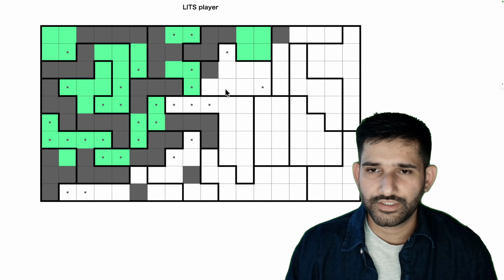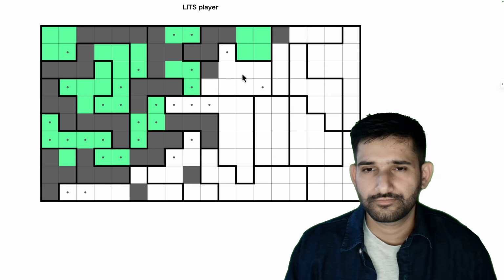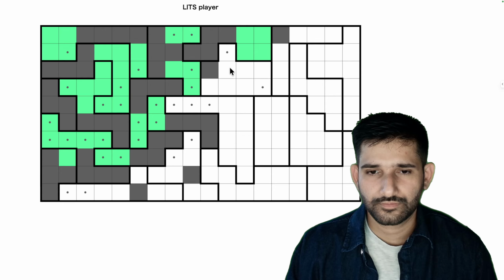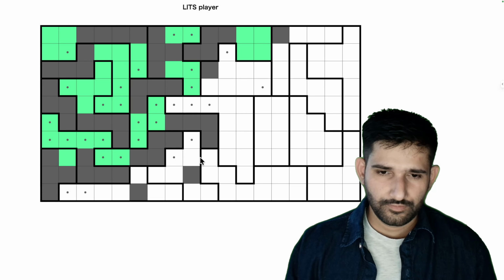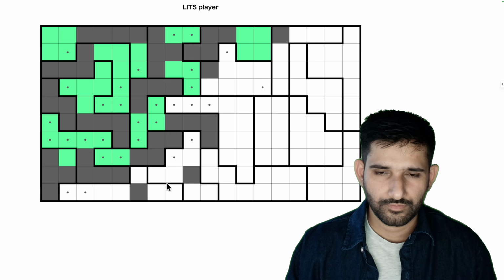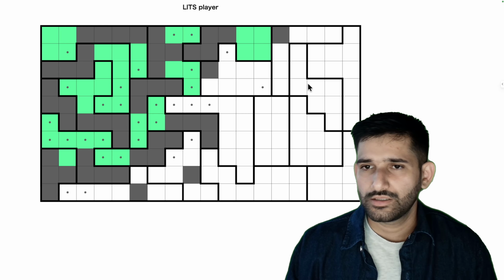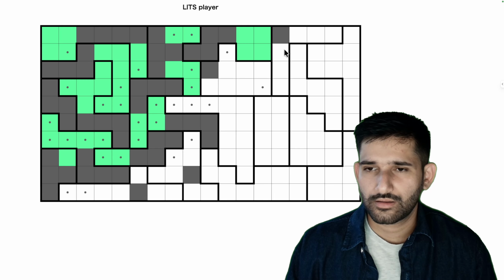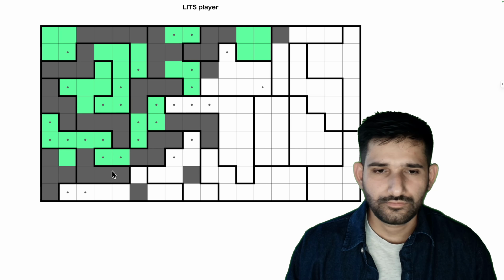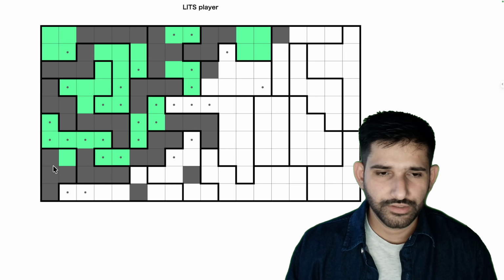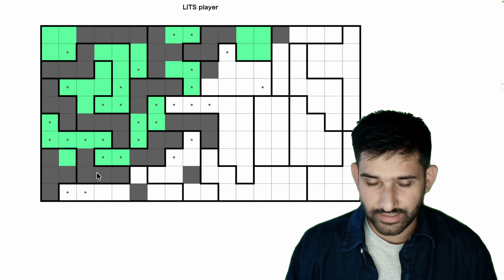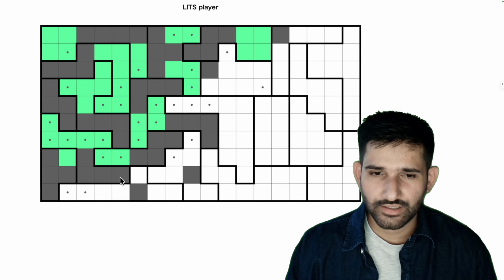And this one is not a Z shape, so let's think. This is also another region which is not connected yet. It can connect here or here. Oh, again, look at this.